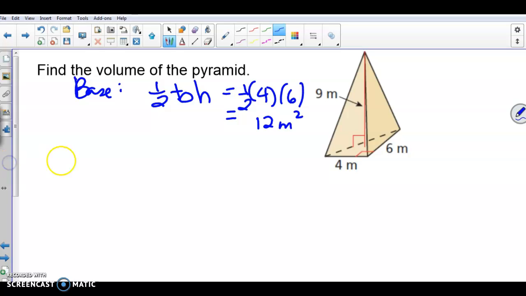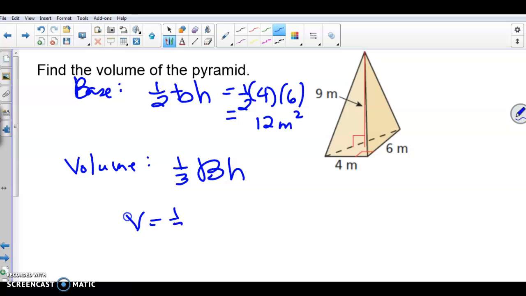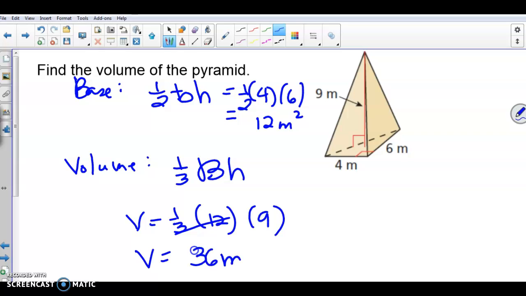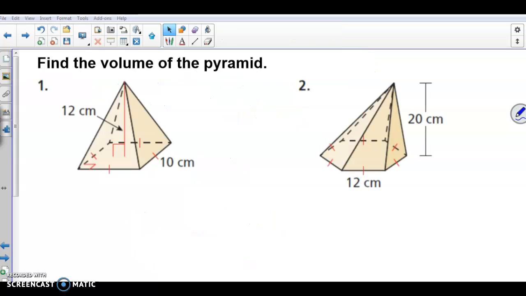If you want to find the volume of the pyramid, we get 1/3 times the base area, which we have gotten already, times the height of the pyramid. So B is equal to 1/3 times 12, and then the height of your pyramid is 9. So this will be equal to 12 divided by 3, that's 4 times 9, so that's 36 cubic meters. So the volume of the pyramid is 36 cubic meters.